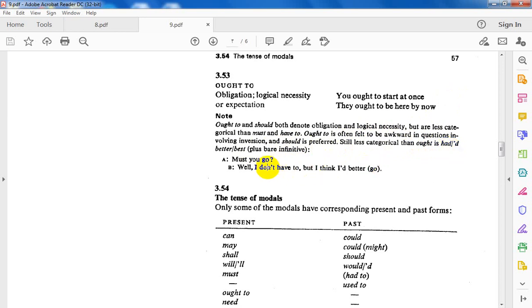plus infinitive. Must you go? Well, I don't have to, but I think I had better. You see, now must we go? It is what? Obligation or logical necessity. Now I have don't have to. It is less strong than must. Had better. It is what? Less strength.